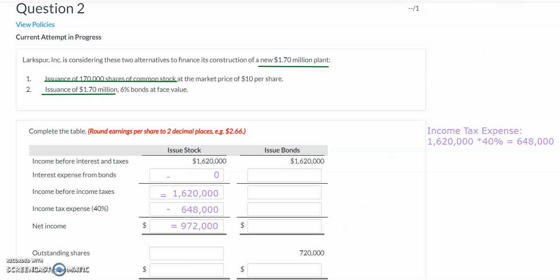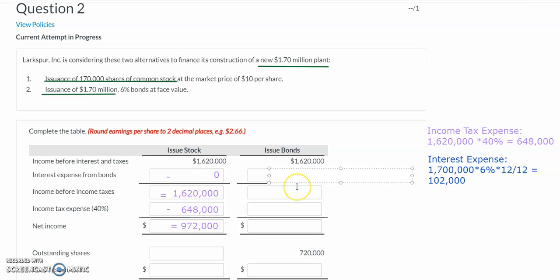Our other option is to issue bonds. So with bonds, we have to pay our income tax expense, but we also have this additional consideration where we also need to pay interest expense. So our interest expense is going to be calculated by taking the amount of the borrowing. So that's going to be 1.7 million times the 6% interest rate. And we're going to be computing this for the entire year, so times 12 over 12, or just for the entire year. And that's going to equal $102,000.